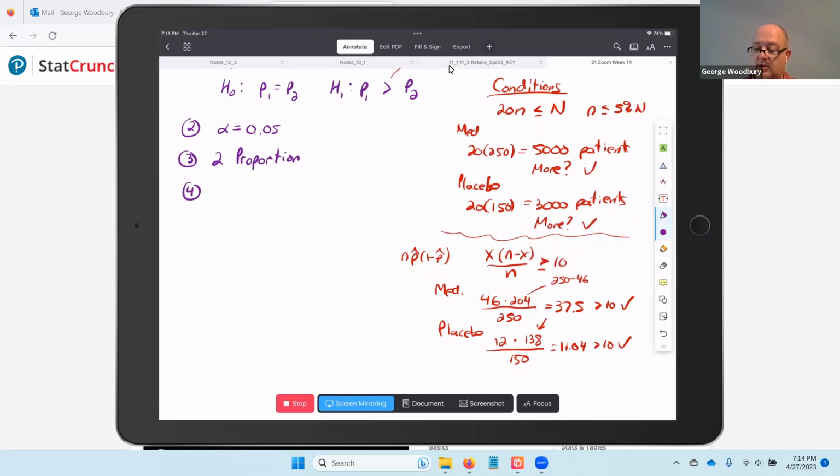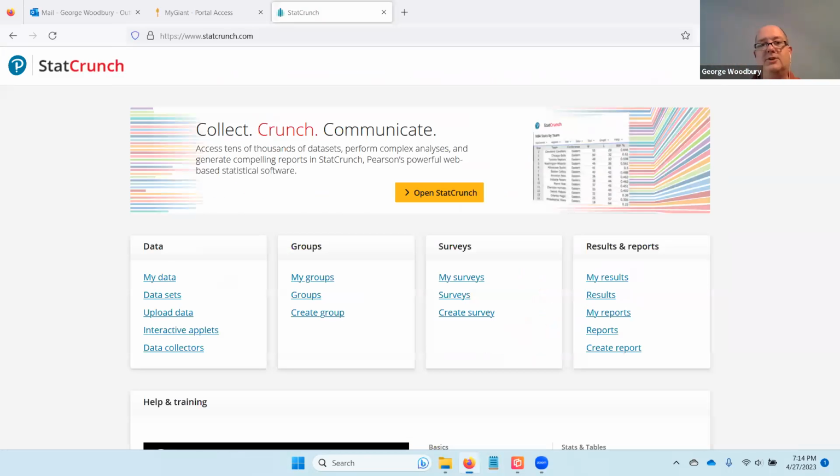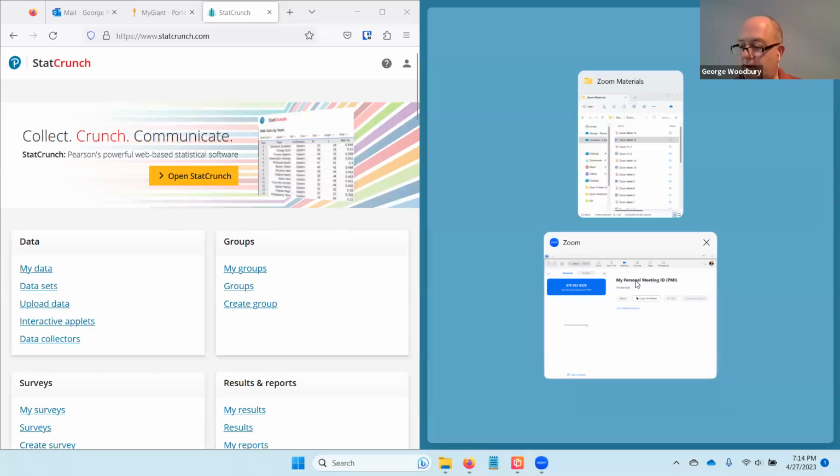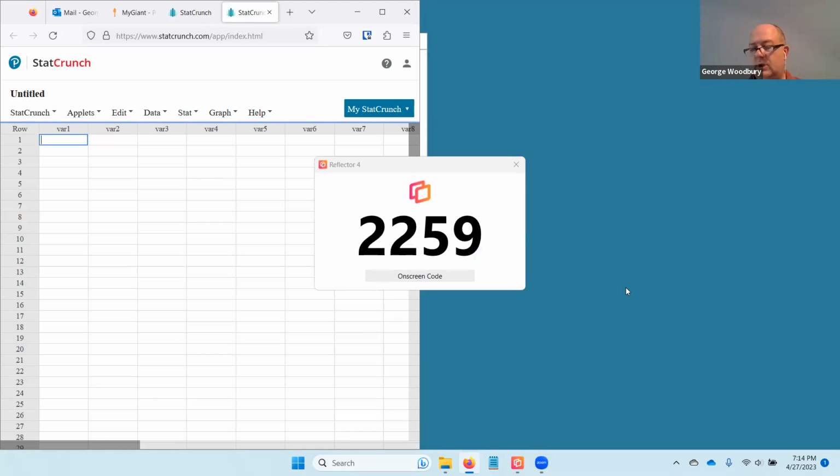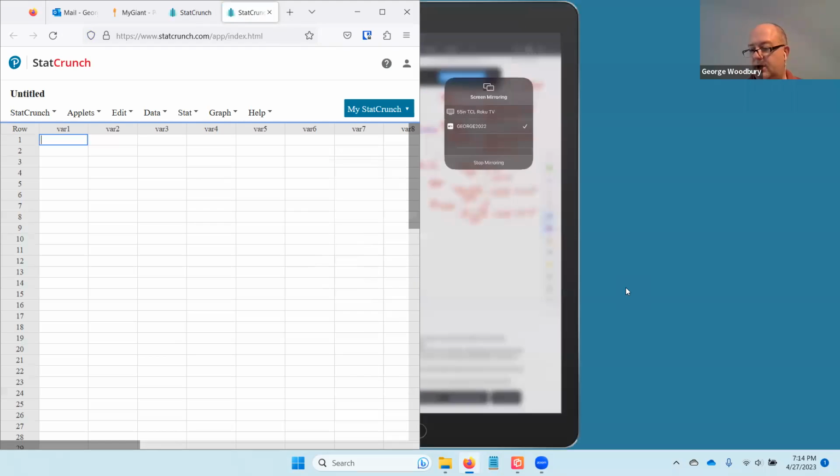When I get to the calculations, I'm going to use Stat, Proportion Stats, 2 Sample, and Summary. And those are the steps always for the 2 proportion test. Let me change the orientation here. I think it's going to crash. Okay, let me restart that. And while I'm doing that, I'm going to open up StatCrunch. I don't need any data for this problem. The iPad's almost open again. There we go.